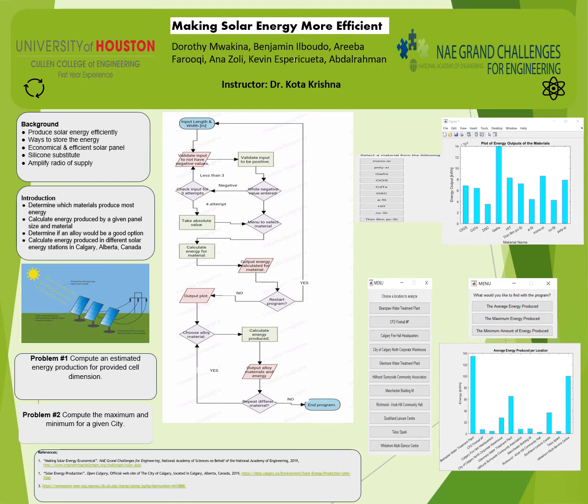Hi, this is Abdurrahman. So talking over the script, it's split into two problems. The first one, we are using gathered data for different cell sizes and efficiency, which the code then will determine the estimated energy production for each solar panel size that the user inputs. For the second part of the script, the code will calculate the maximum, the minimum, and the average energy usage for a city in Calgary in Canada.